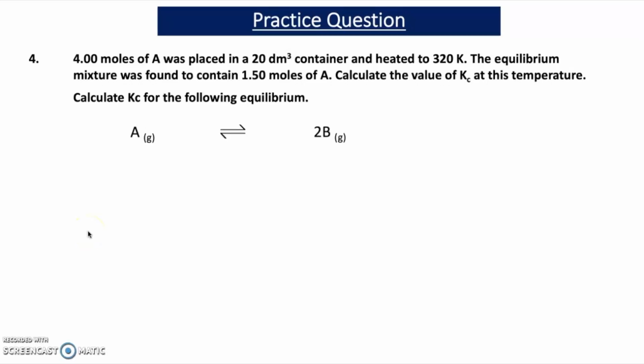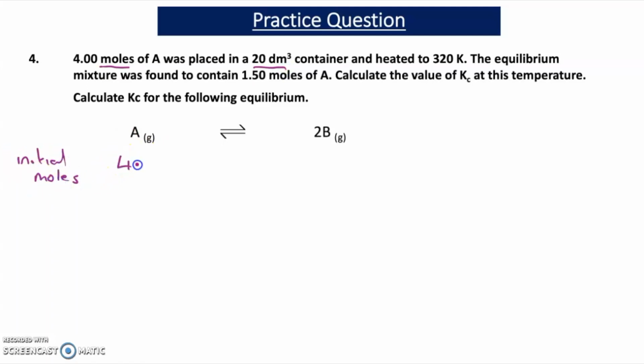So once again for this question, we're given the number of moles at the start, and we're given an equilibrium number of moles. So I know there's 4 moles of A at the start. I know that this was placed in a 20 dm cubed container. So I do have a volume here, so I can work out concentration later.